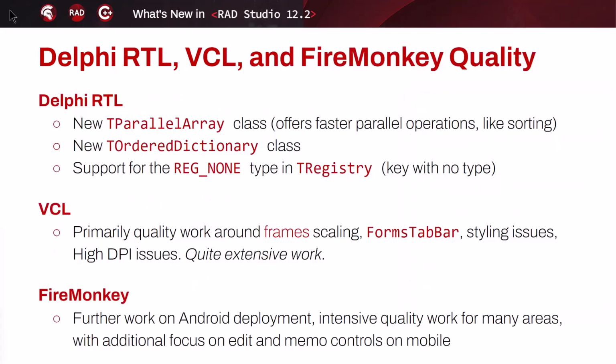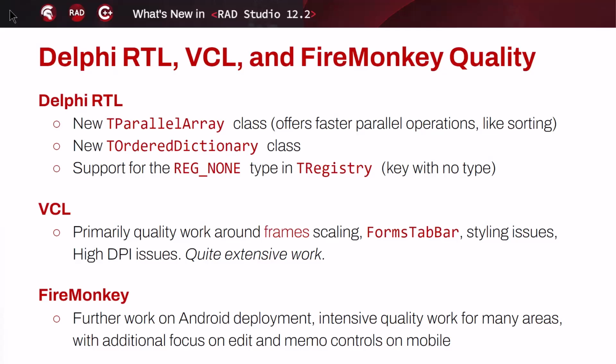Thanks, Nuno. Let me finish by going over a few additional quality areas in RAD Studio 12.2. For the Delphi RTL, besides addressing some quality tickets, we've added 3 small new features. There is a new parallel array class that allows you to do parallel operations like sorting on an array. This can make sorting 2 or 3 times faster. There's a new TOrderedDictionary, and there is support for the REG_NONE type in the registry. That's a key with no type. That's a feature of the Windows API that is now surfaced in the TRegistry class.